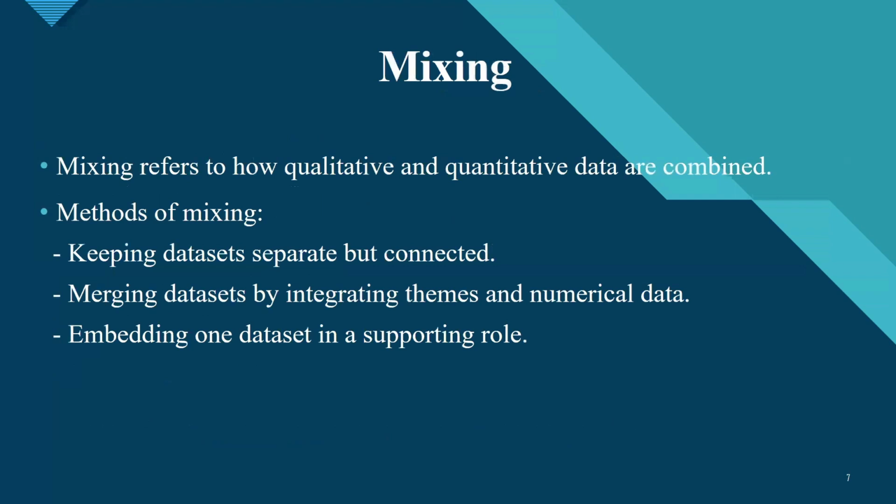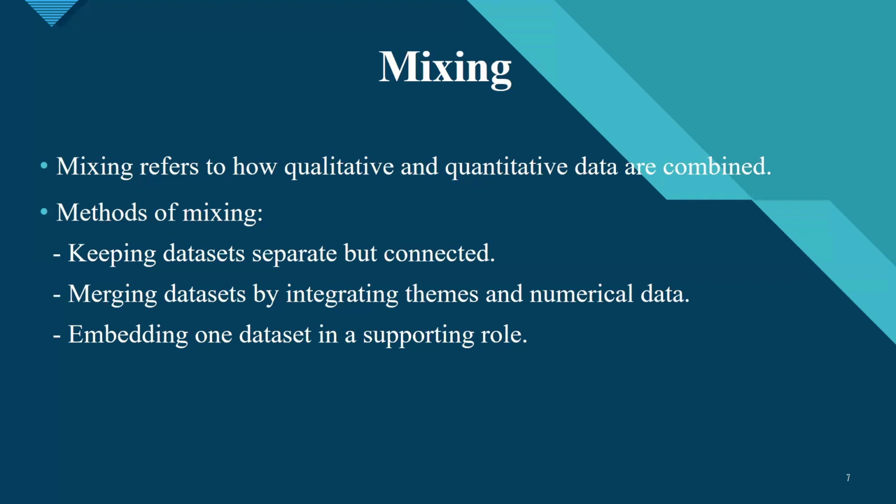Mixing. Mixing data is one of the more complex aspects of mixed method research. It involves determining how qualitative and quantitative data will interact. There are three primary ways to mix data. Number one, keeping data sets separate but connected. For instance, a researcher may use quantitative data to identify participants for a follow-up qualitative phase.